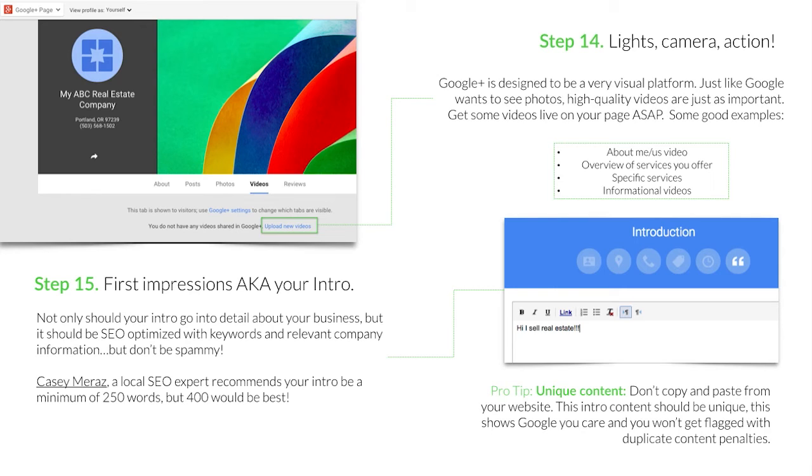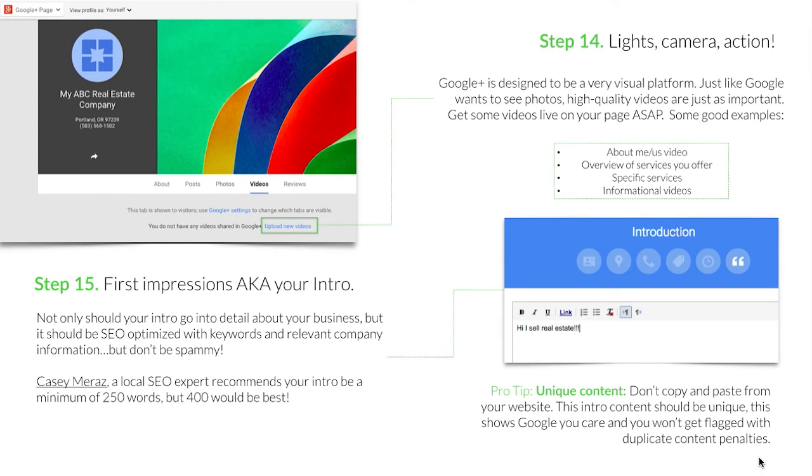Your intro section should be a minimum of 250 words. I recommend 400. Don't make this spammy, but add keywords. If you're a short sale company, add stuff about short sales. If you're in Houston, Texas, make sure you mention that you're in Houston, Texas. Talk about your business and use specific SEO related keywords. And then also keep this unique. Don't just copy and paste this from your website.